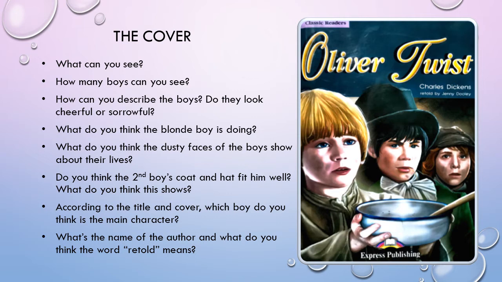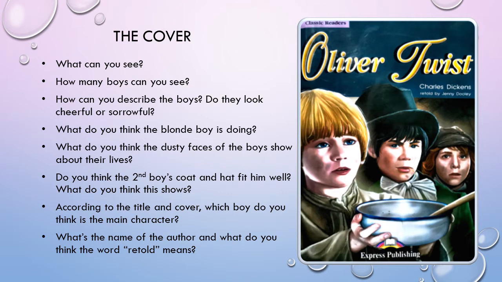Do you think the second boy's coat and hat fit him well? What do you think this shows? Clearly, the second boy's coat is a very big coat for him, and he's wearing a top hat and it doesn't really fit his head well. It means these are adult clothes. So if they belong to adults and a child is wearing them, it means that child really doesn't have many options or a lot of clothes to wear, correct? And that means he's wearing whatever he could to help him feel warmer in the cold England back then.